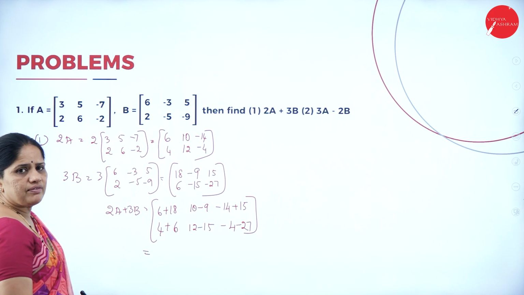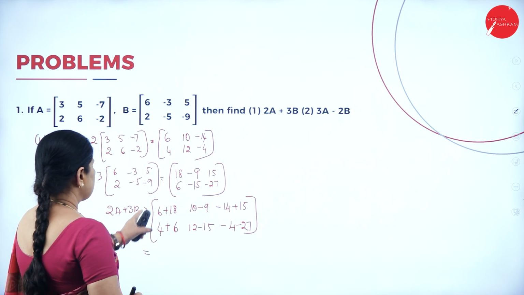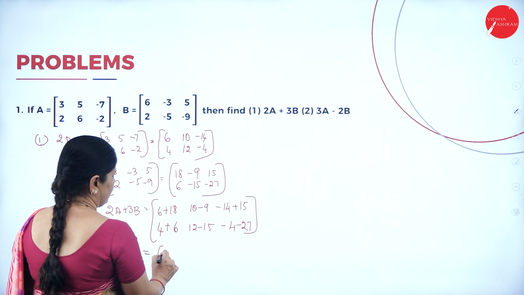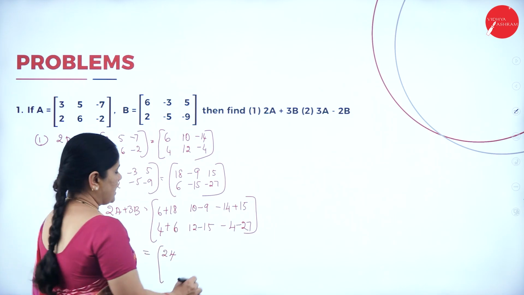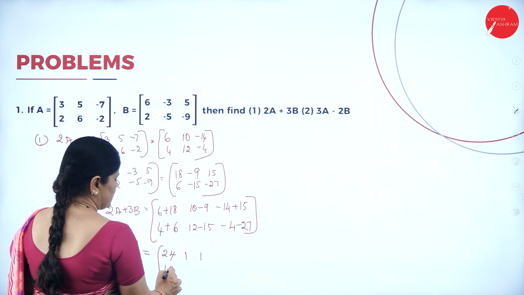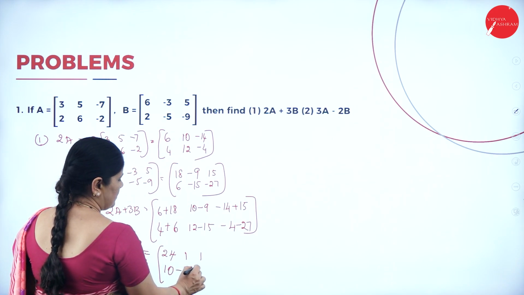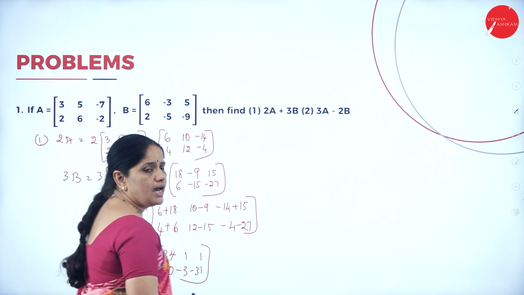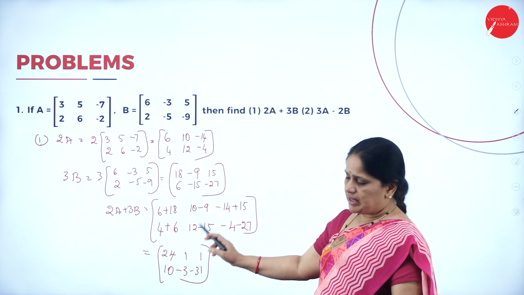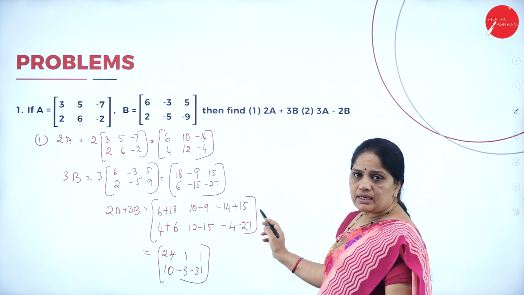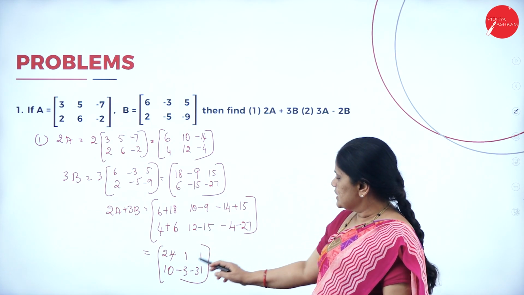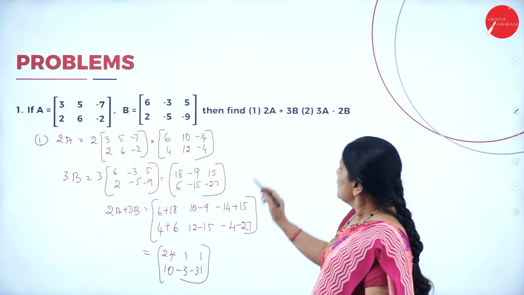So, when I simplify this, 18 plus 6 is 24. 10 minus 9 is 1. Minus 14 plus 15 is 1. 6 plus 4 is 10. 12 minus 15 is minus 3, and minus 4 minus 27 is minus 31. That is the answer.